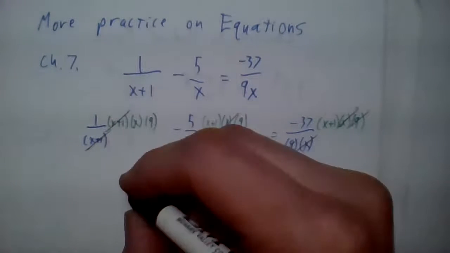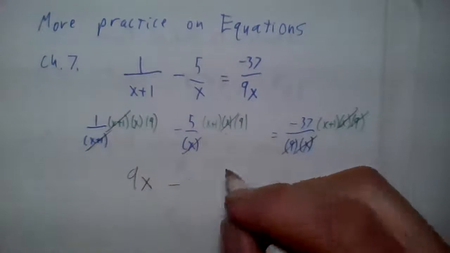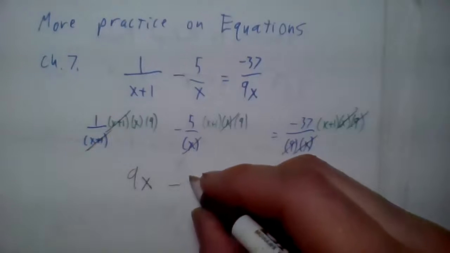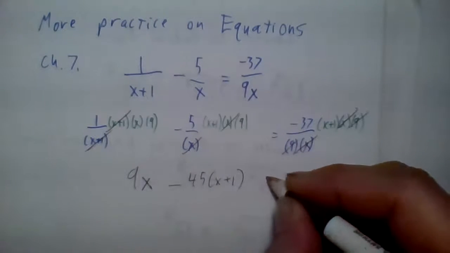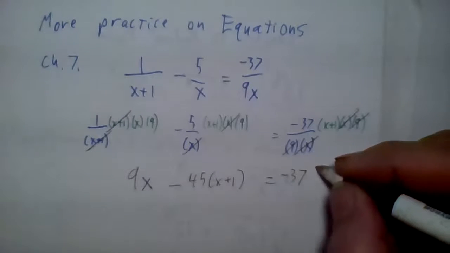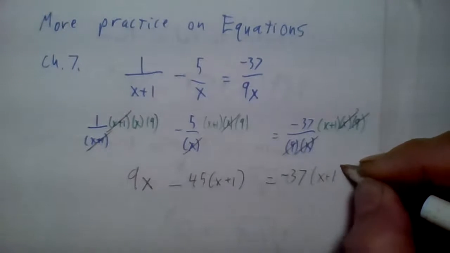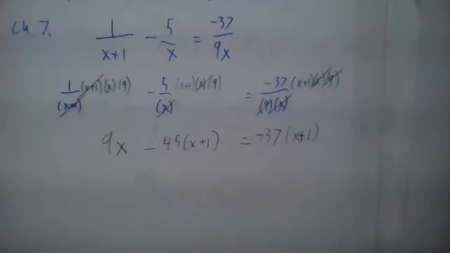So what I have left from all this is just 9x. What I have from this one is 5 times x plus 1 times 9. That's 45 times x plus 1. And this is negative 37 times x plus 1. So I'm not using it as a denominator here. I'm using it as a multiple because I get rid of the denominators entirely.